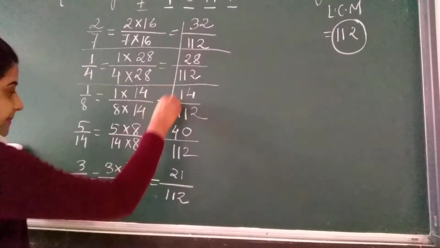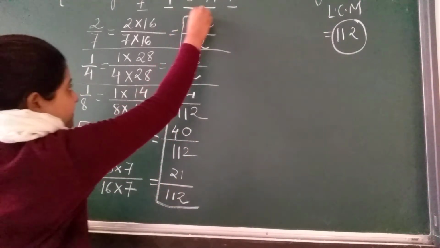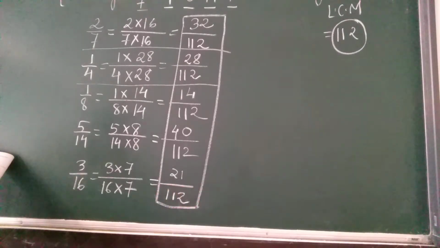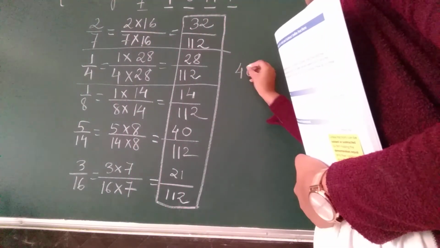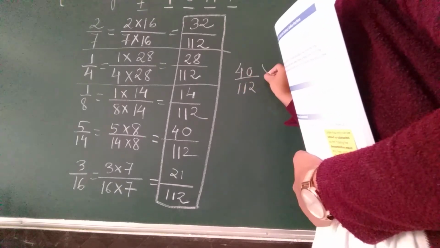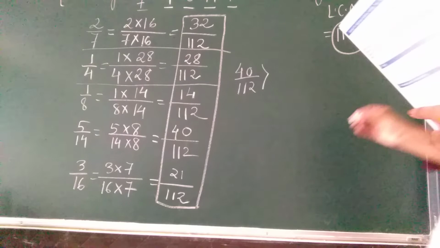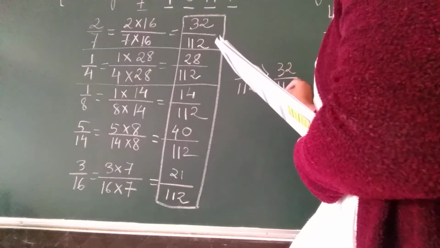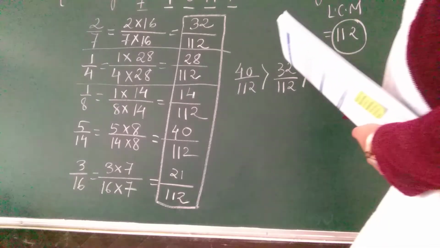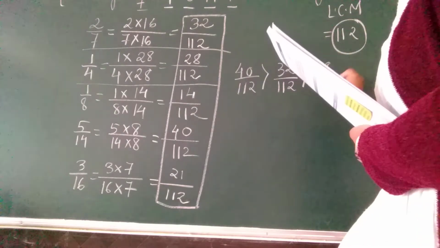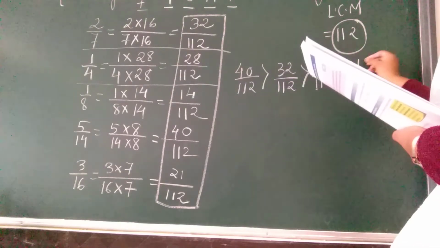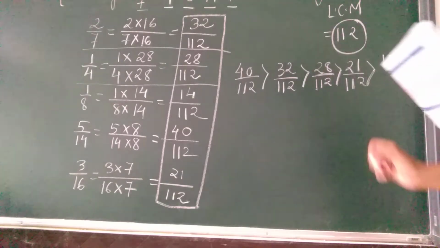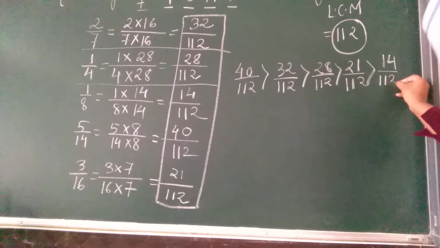Now we are going to compare these fractions. Which one is the largest here? Largest is 40. So we'll write this down on this side: 40 by 112 is larger than 32 by 112, larger than 28 by 112, larger than 21 by 112, and larger than, finally, 14 by 112.